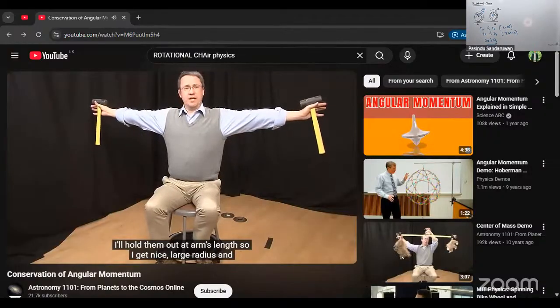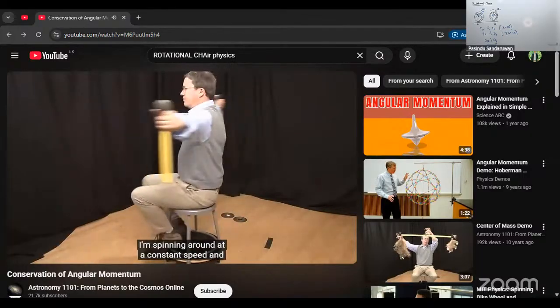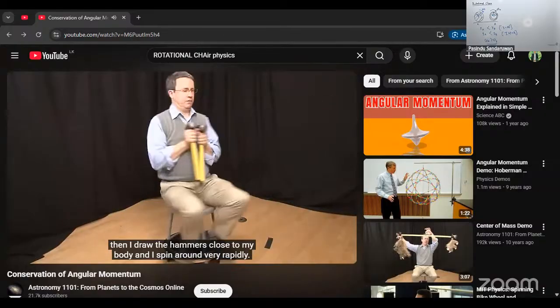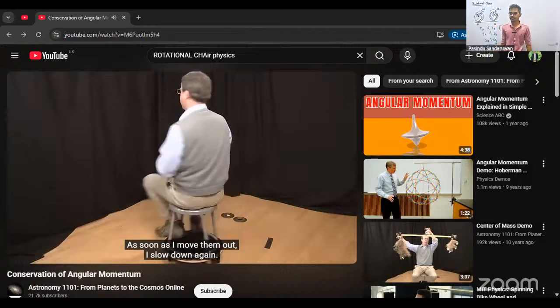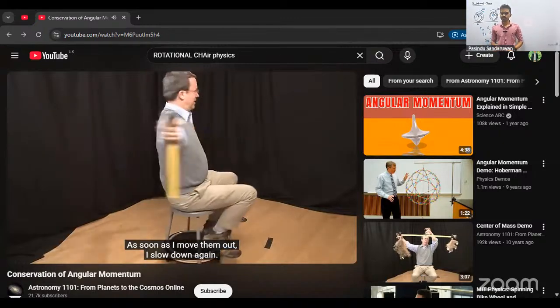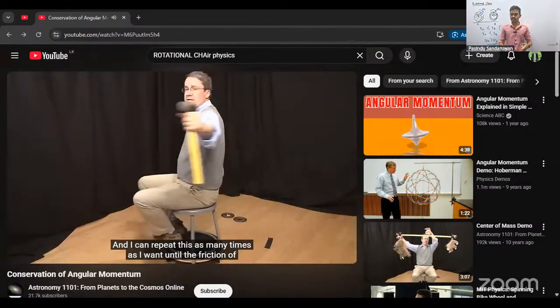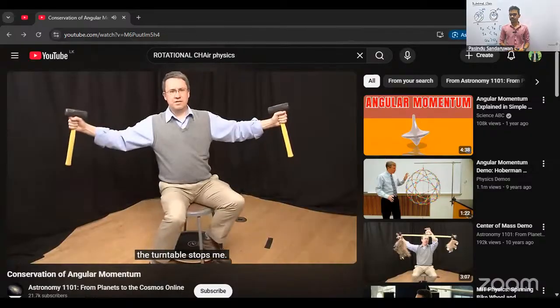I'll hold them out at arm's length so I get a nice large radius, and I'll set myself in a slow spin. I'm spinning around at a constant speed, and then I draw the hammers close to my body, and I spin around very rapidly. As soon as I move them out, it slows down, so we can see a very clear difference. I can repeat this demonstration as many times as I want, until the friction of the turntable stops me.